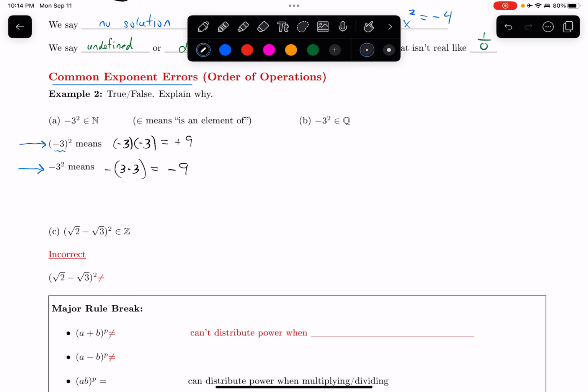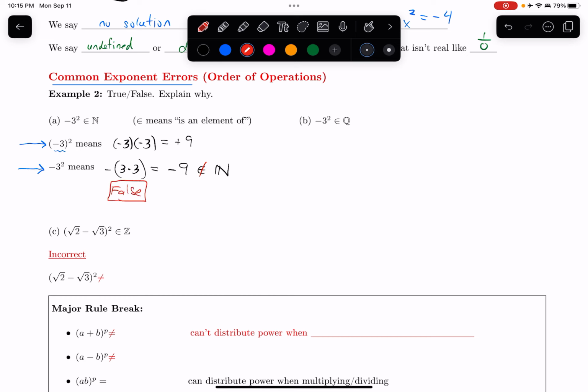So that's negative 9. But a negative number, and that's what this one is, there's no parentheses, so it's a negative 9. A negative number is not, so I'll put a slash through the symbol, an element of the naturals. So for that reason, part A is false. Is it a natural? No, it's not a natural.